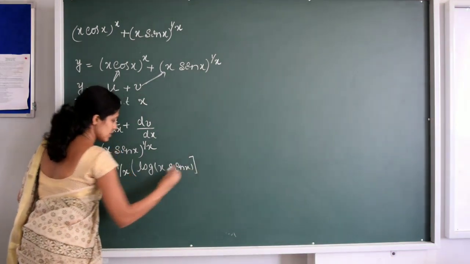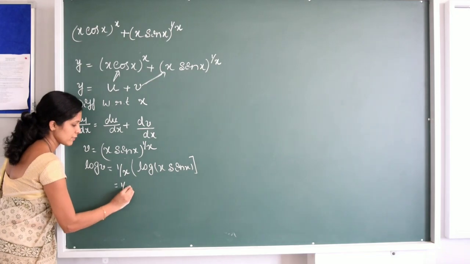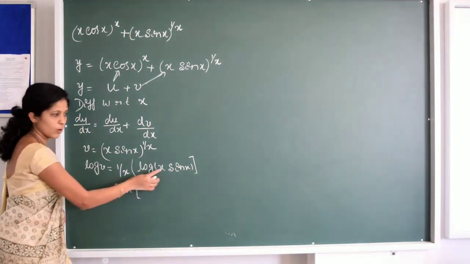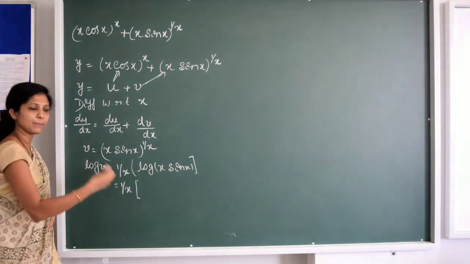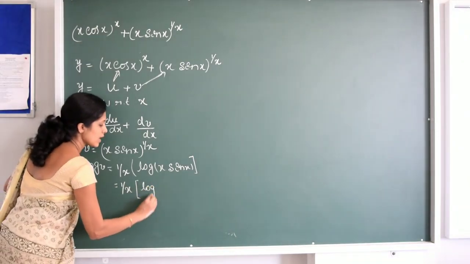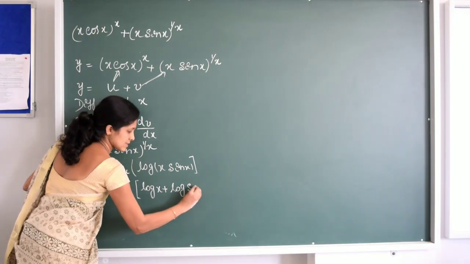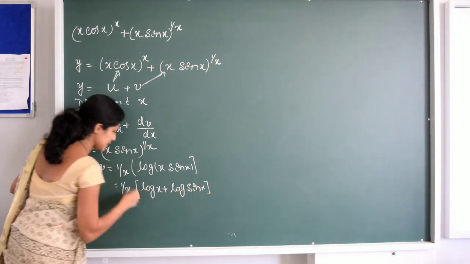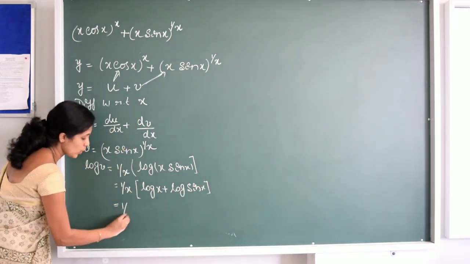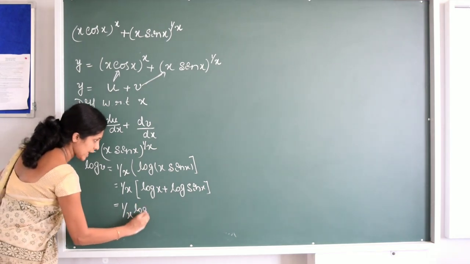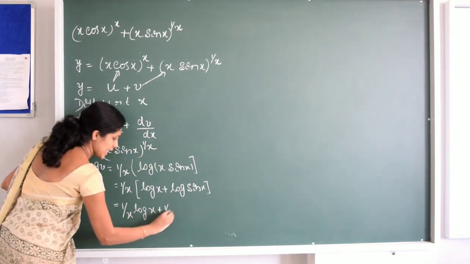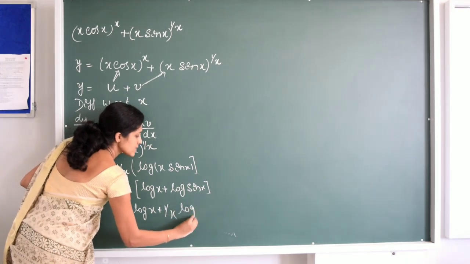Yes. So now this is of the form again similar to the previous problem, 1 by x into log of m into n, so log m plus log n. This I can write as log x plus log sin x. Now we will multiply this one. So this is equal to 1 by x into log x plus 1 by x into log of sin x.